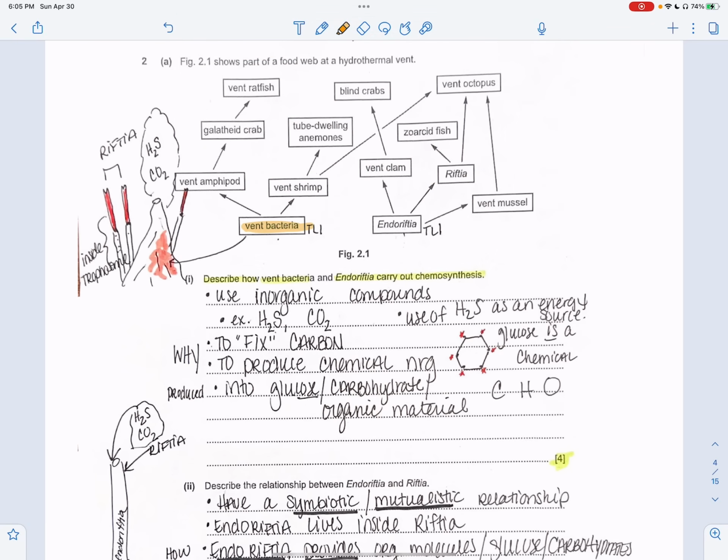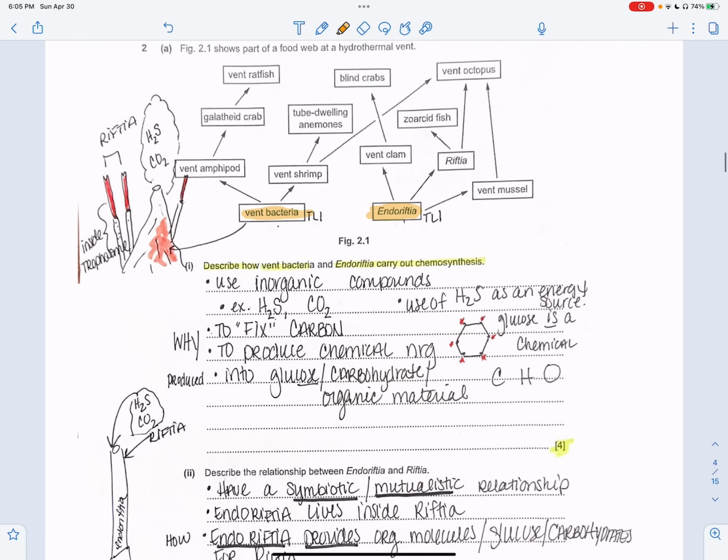And of course, we have vent bacteria and endoriftia, which lives inside of riftia. They have a mutualistic relationship. They're at the base of your food web, so they are the producers. Even though it says bacteria, it is a chemosynthetic bacteria, but it is the producer there. You can tell because it is on the bottom trophic level.